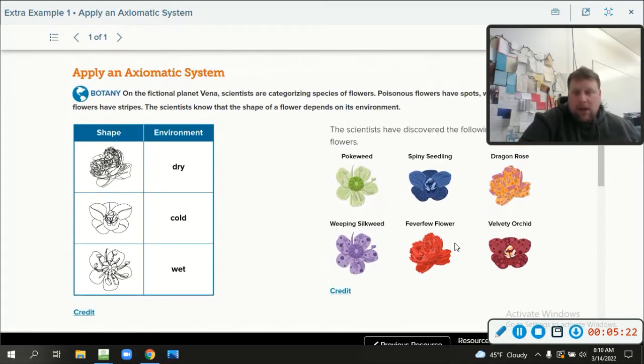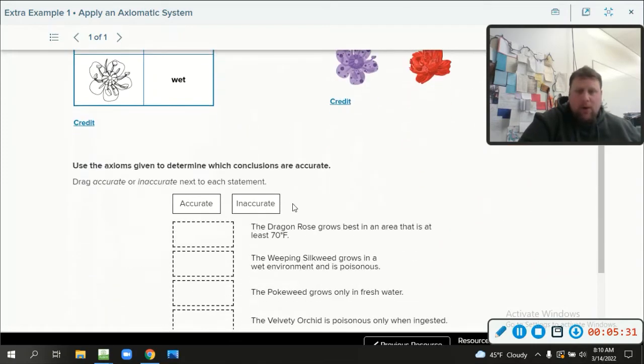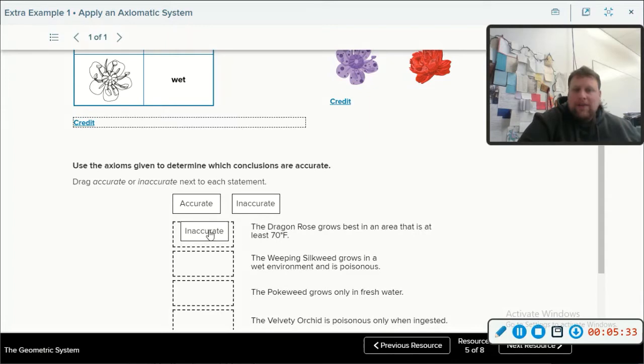Well, let's look. Dragon rose is right here. It's poisonous. It's spotted. It does look like the one that likes dry, but here's the problem. Does dry tell us the temperature? No. So this is inaccurate. We have no idea if it likes 70 degrees or not. We just know it likes a dry place.